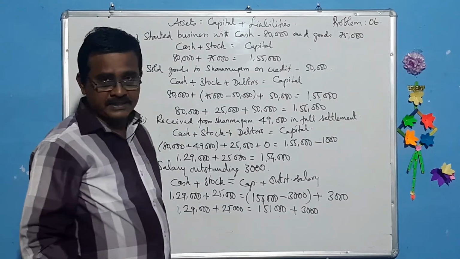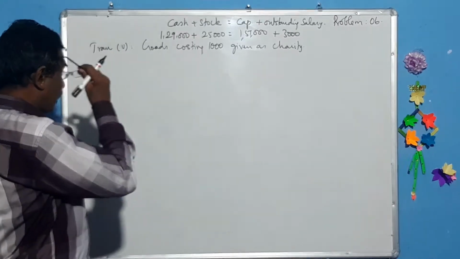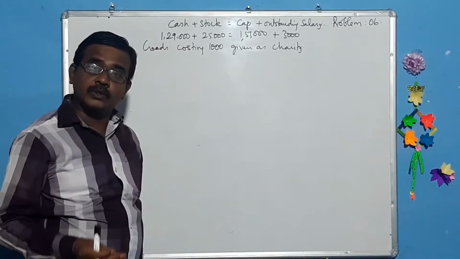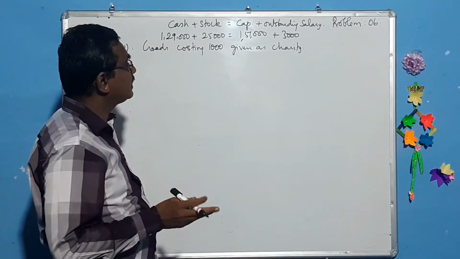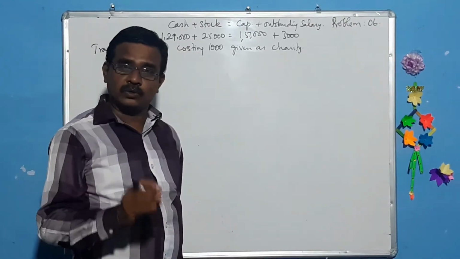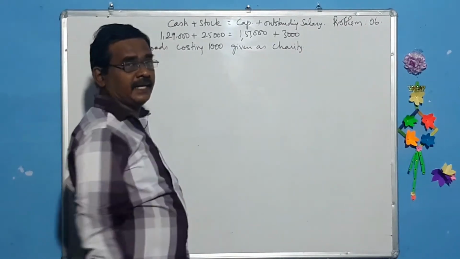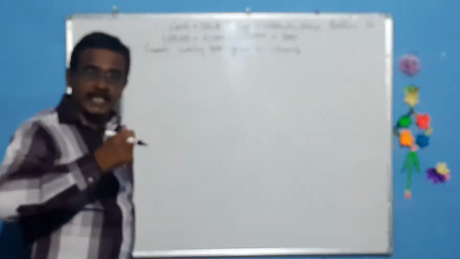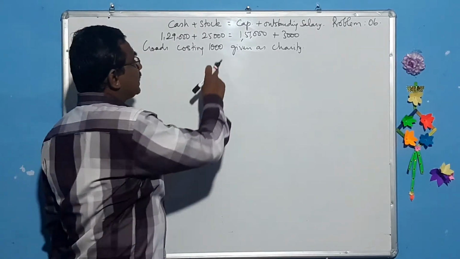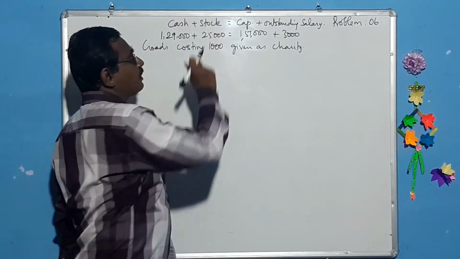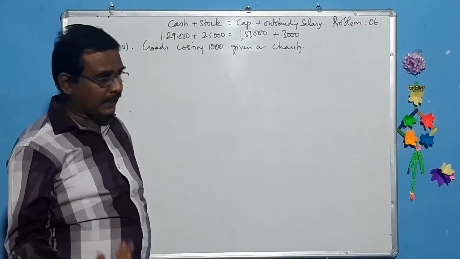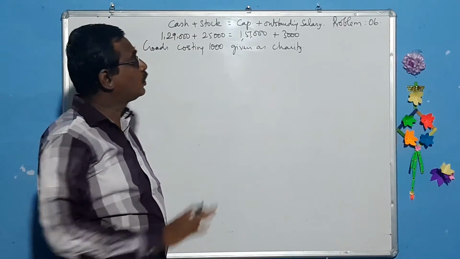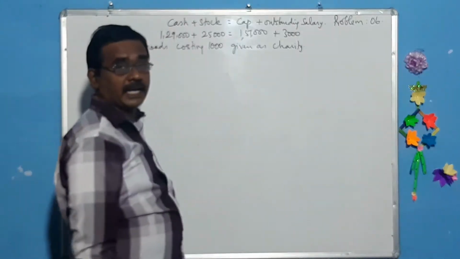Let us go to the next transaction. That is, goods costing 1,000 given as charity. You know the meaning of charity. To help others, we give some amount or goods, and that is charity. What should be done? 1,000 worth goods were taken from stock. So this 1,000 should be subtracted from stock, and at the same time, the charity is an expense. So that should be subtracted from the capital.